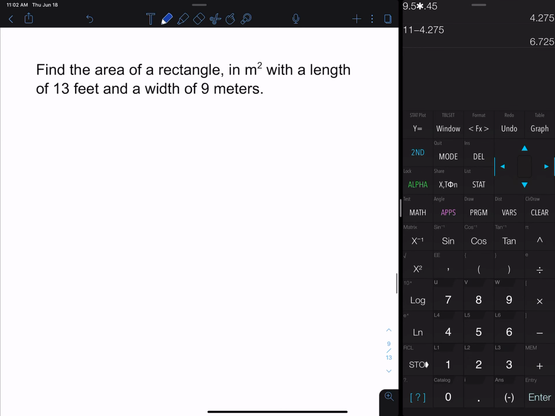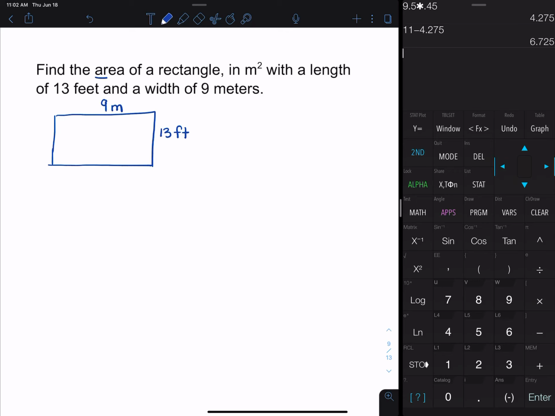Let's look at another example. They're asking us to find the area of a rectangle in meters squared with a length of 13 feet and a width of 9 meters. So if I picture what's going on, right, I have 13 feet by 9 meters. So I have different units again.